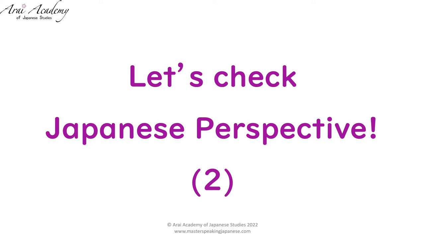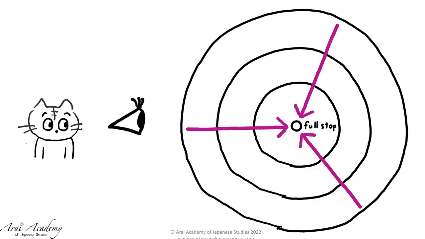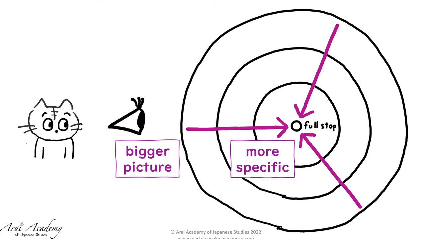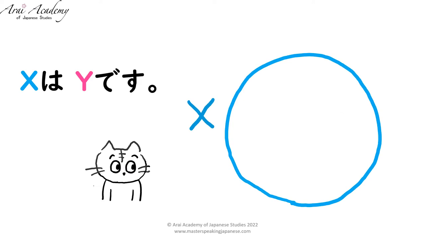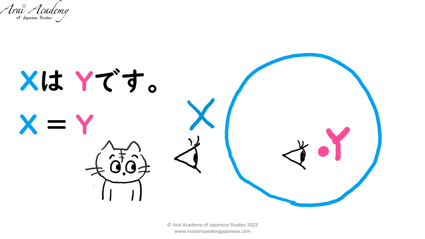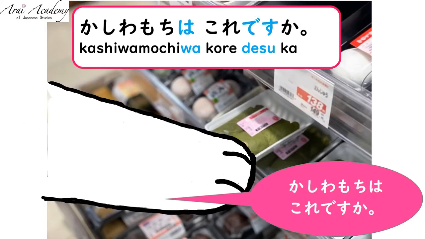And one more point. Let's check Japanese perspective from part 1, lesson 3. Do you remember this image? Bigger picture to more specific thing. So, X wa Y desu means X equal Y. And then you look at the bigger picture X first and look at more detail of it Y. Okay, back to the conversation.